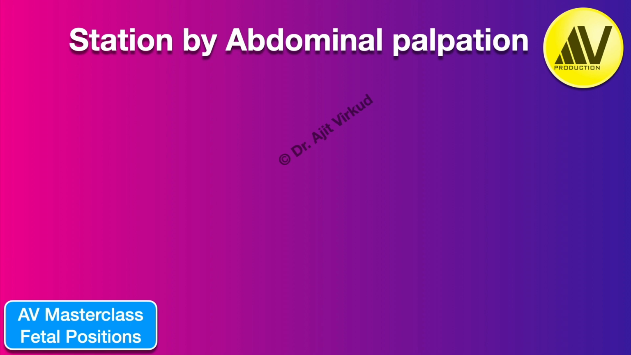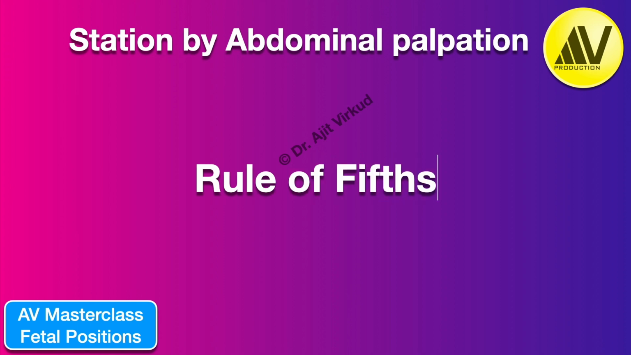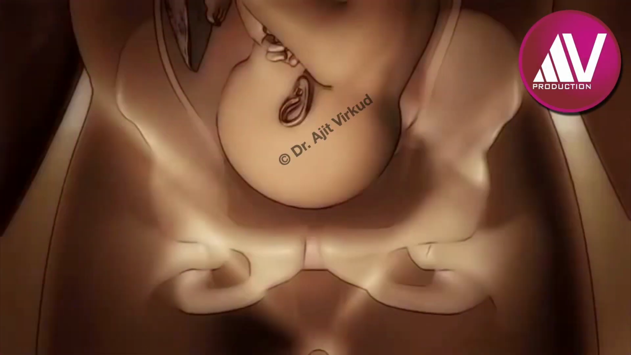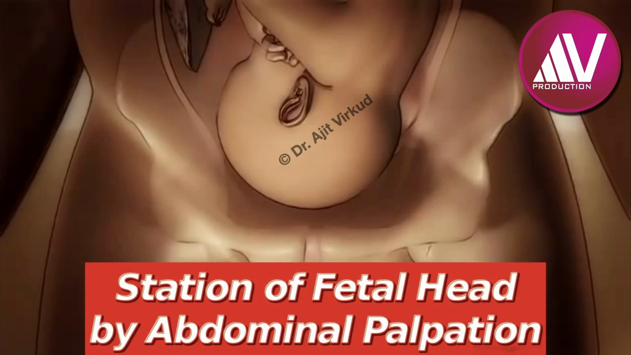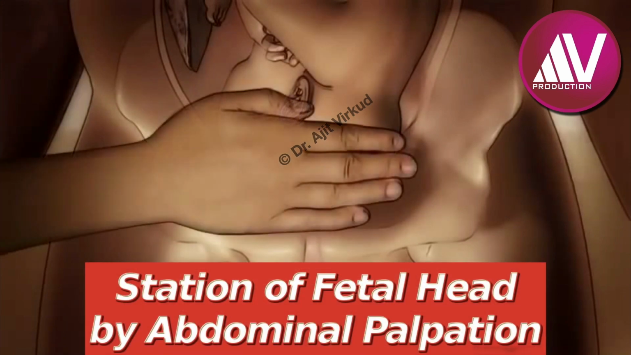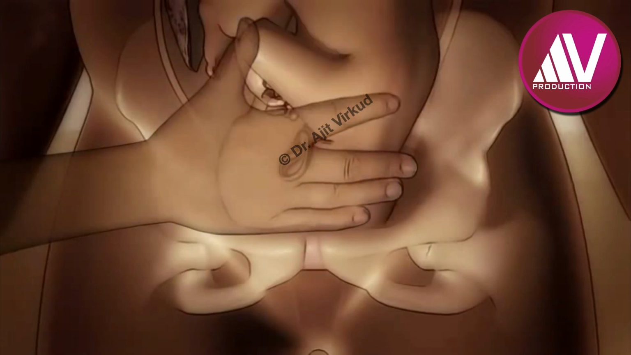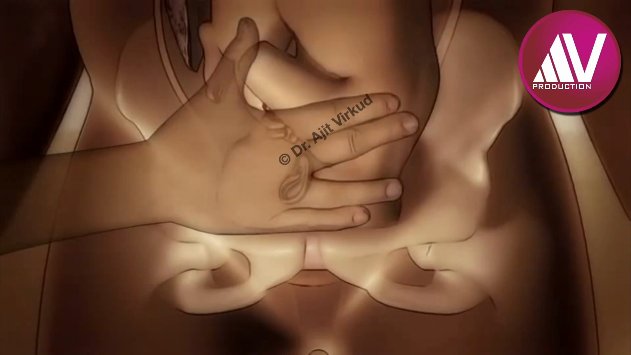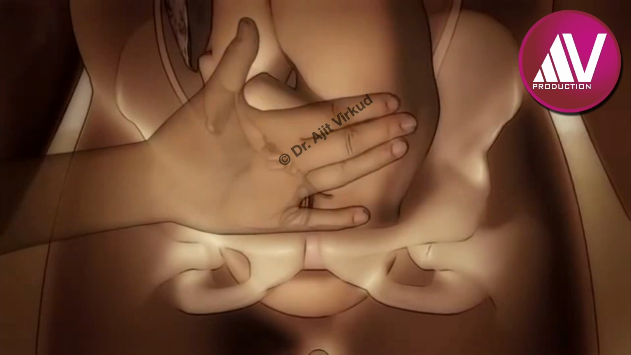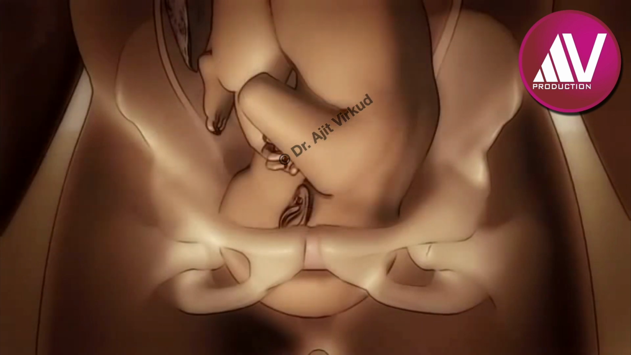In modern obstetrics, the station of the fetal head is determined by abdominal palpation using the rule of fifths instead of by vaginal examination. Now I will demonstrate how to determine the station of the fetal head by abdominal palpation. For this, place the fingers of the right hand transversely on the fetal head and measure the number of fingers from the pubic bone to the base of the baby's head.